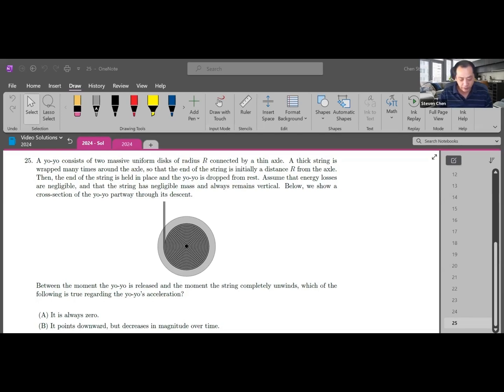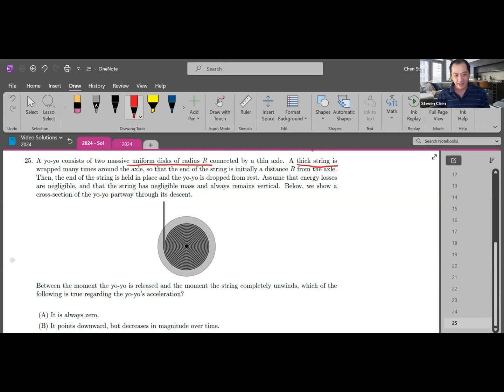Now let's look at 2024 F equals MA problem 25. This problem tells us that we have a yo-yo, right? So it's a rigid body because it consists of some massive uniform disks of radius r. But the interesting thing here is the axle. So it's wrapped with string whose thickness cannot be ignored.